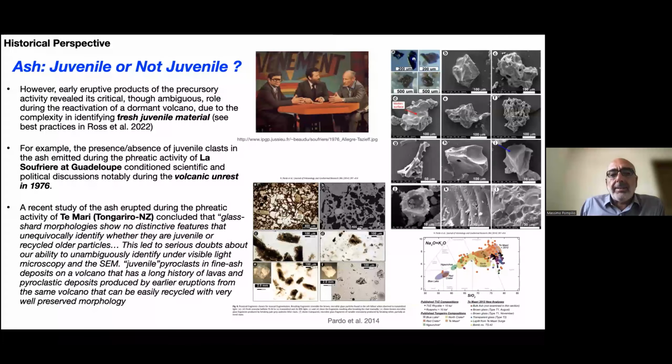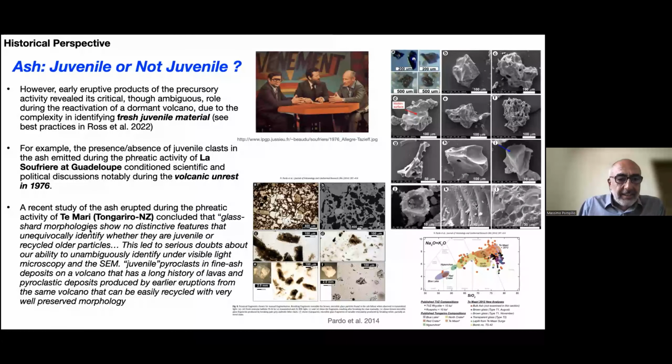For example, the presence or absence of juvenile clasts in ash emitted during the phreatic activity conditioned a very violent political and also scientific discussion during the unrest of 1976. You can see here the discussion between Allègre and Tazieff, who were in two different positions with respect to the presence of fresh material. On the basis of this, there was also the evacuation of all the town on the island.